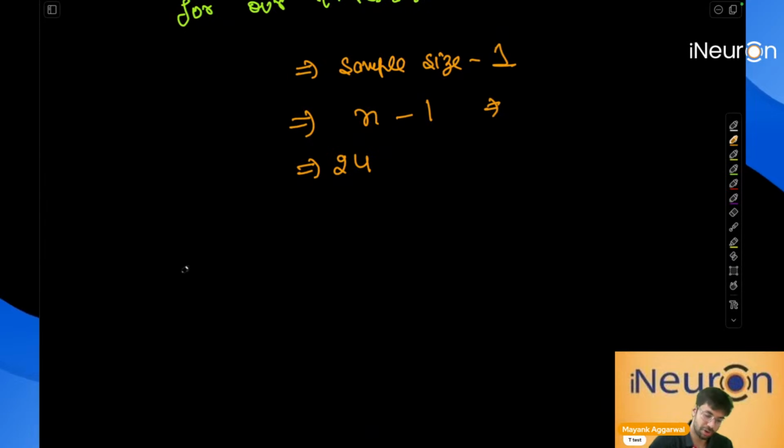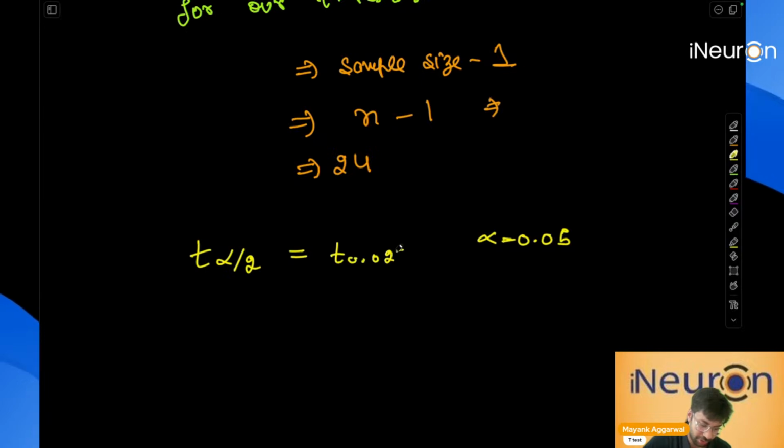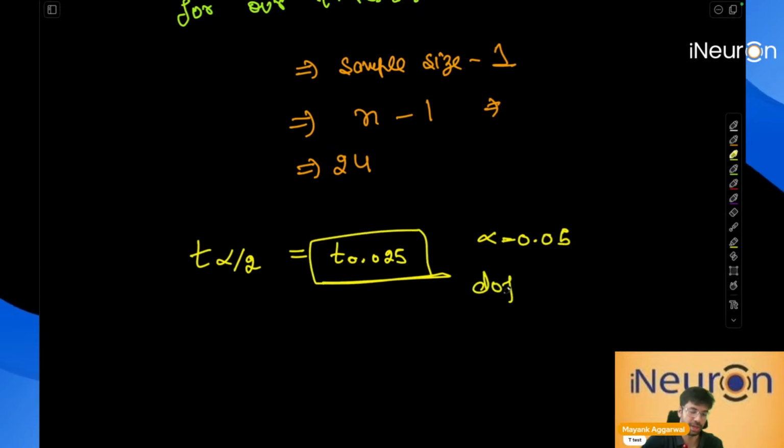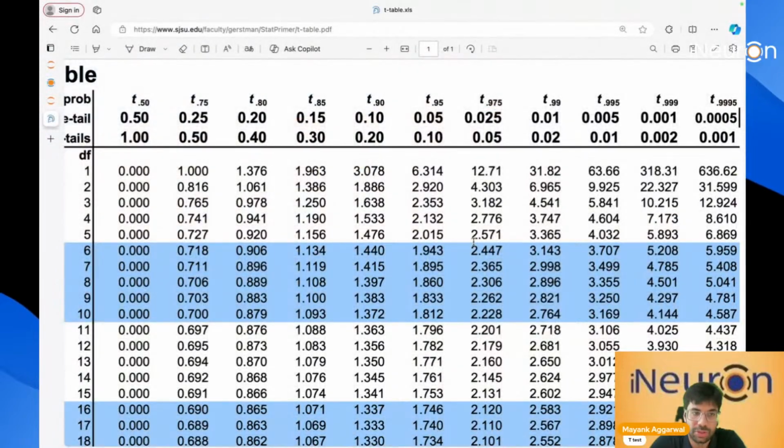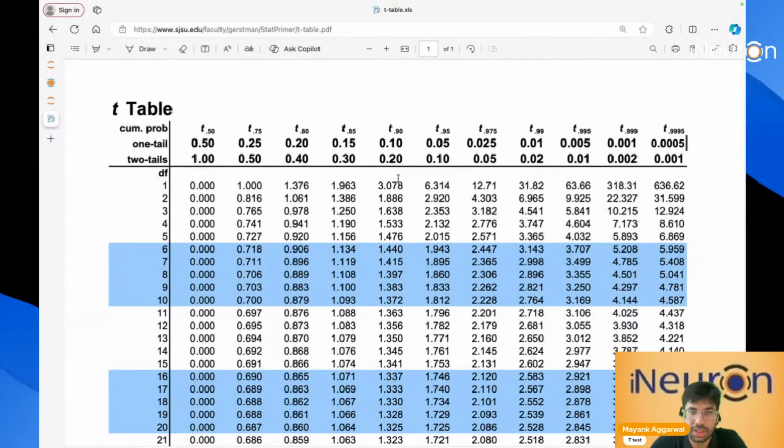Okay. And what we are also going to do is t alpha by 2. So t alpha by 2, now if you understand everyone, okay, alpha we know that it is 0.05 and alpha by 2 will be t 0.025, right? 0.025. So now we have the values, we have everything here. This is 0.025. We have the degree of freedom as well. And let us go back to the table again.